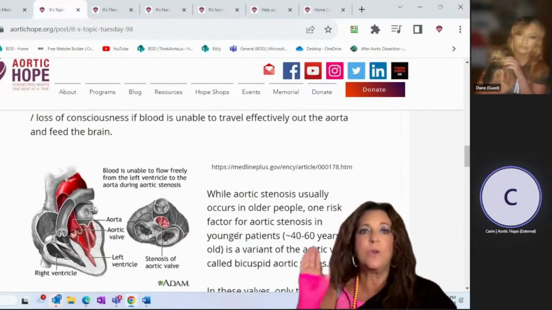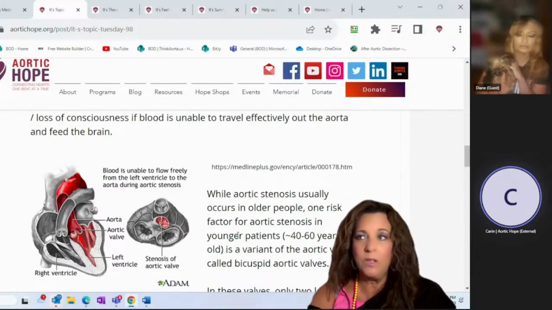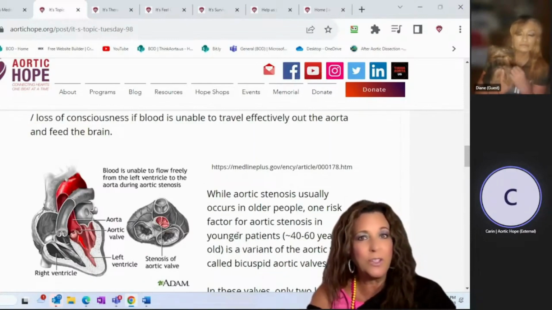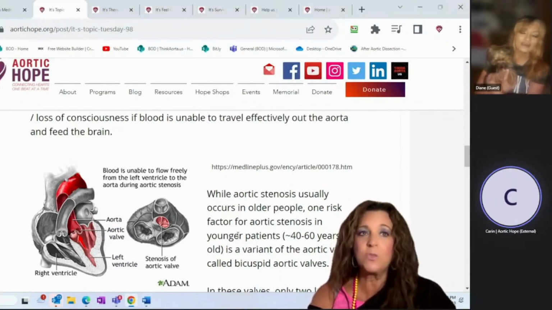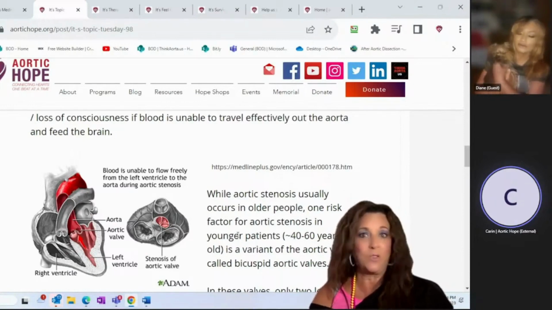Now, stenosis usually occurs in older people, though I'm not sure how they're defining older. But one risk factor for aortic stenosis in younger patients, which would be 40 to 60, there you go. Okay, so I'm considered young.